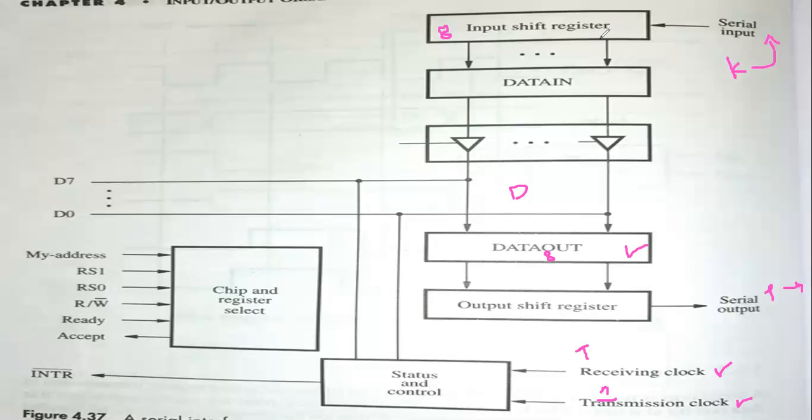In case of input, collect it serially and submit it in parallel. In case of output, collect it in parallel and submit it serially. That's it. This is what the serial port and parallel port are, students.